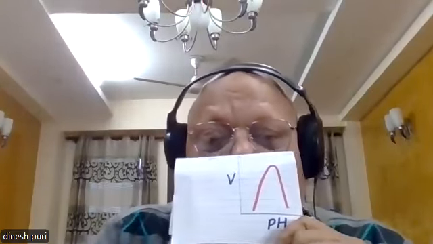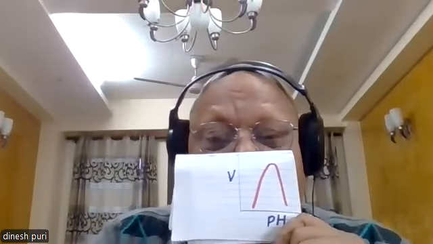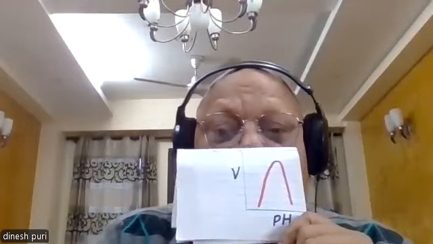Why does that happen? What happens at the optimum pH? Let us understand it first. At the optimum pH, the substrate and the active site of the enzyme are appropriately charged. We say it is an appropriate state of ionization. What do we understand by this term? Let us see.